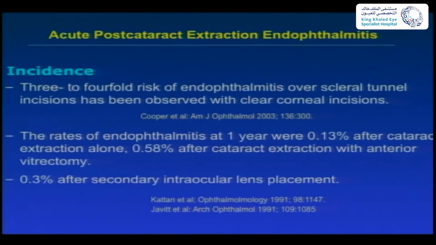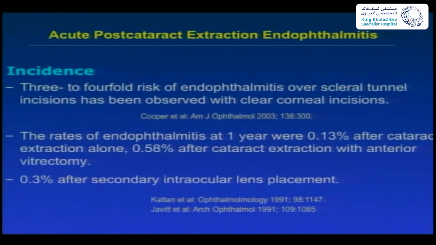So the studies showed a 3 to 4 times increased risk of endophthalmitis in clear corneal incisions compared to scleral tunnel incisions. Another study showed that the rate of endophthalmitis at 1 year was 0.13% after cataract extraction alone. But if the cataract surgery is complicated with opening of the capsule and vitrectomy, this increases the risk of endophthalmitis to 0.58%. If you do vitrectomy to manage the complication, this will increase the risk about 4 times.